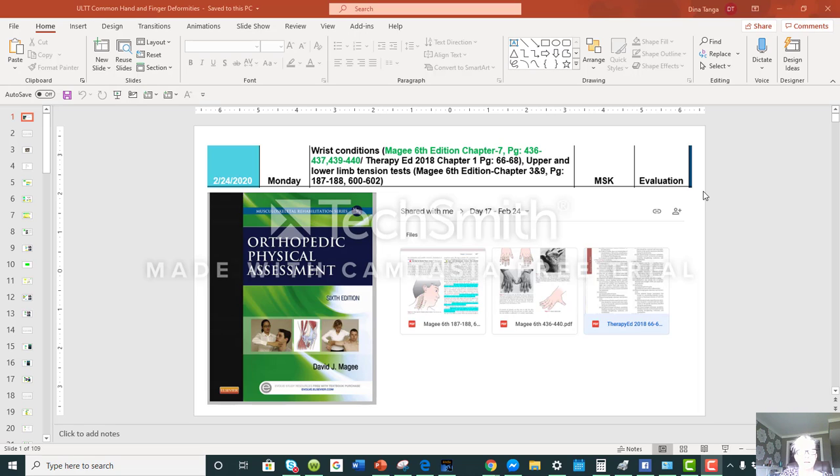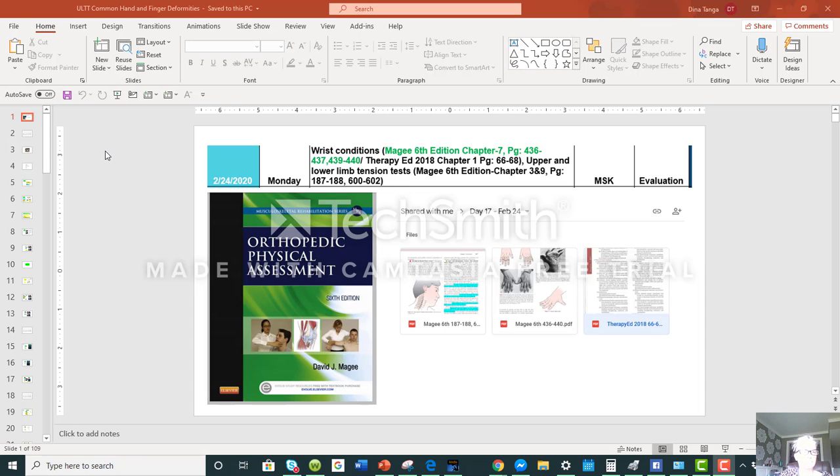This is a continuation of the 2/24/2020 Monday reading folder, risk conditions. Yesterday I did the upper and lower limb tension test video. It was an hour long. It had the risk condition reading part on there. If I'd known it was going to be that long, I would have separated that.